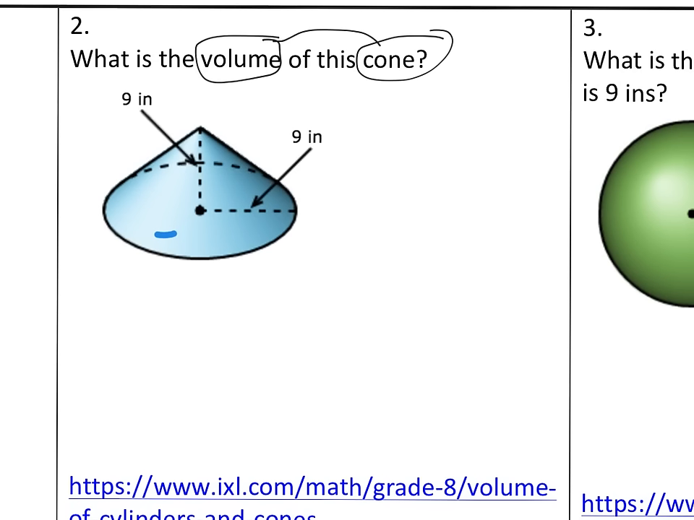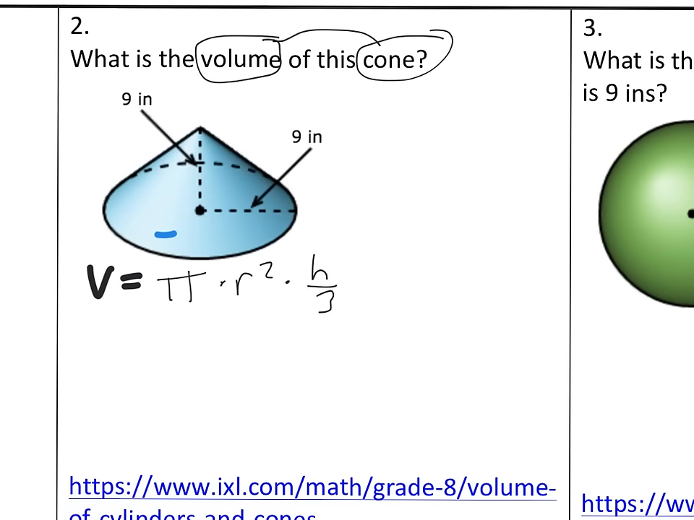Alright, so with that being said, let's go ahead and get out a formula. So we have V equals pi times r to the second power times h over 3.